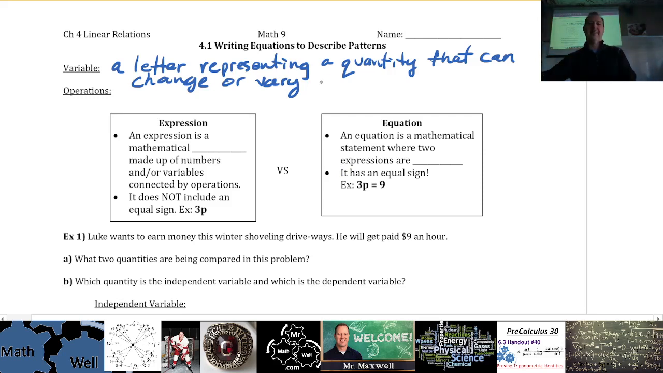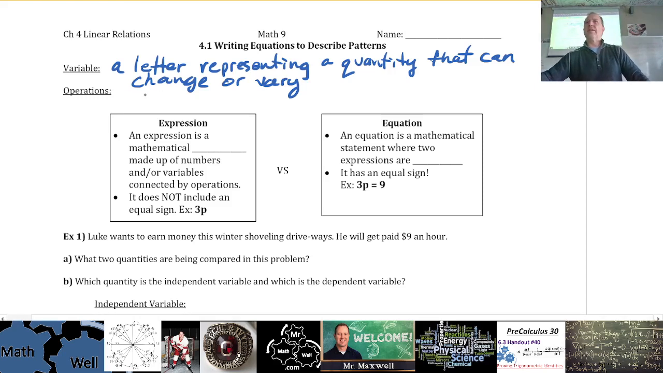A letter representing a quantity that can change or vary. Now, in these linear relations and equations, lots of times we have two variables. We're not going to deal very much with three variables, but lots of times we'll have two, sometimes just one. Operations, well, obviously, you know what operations are.